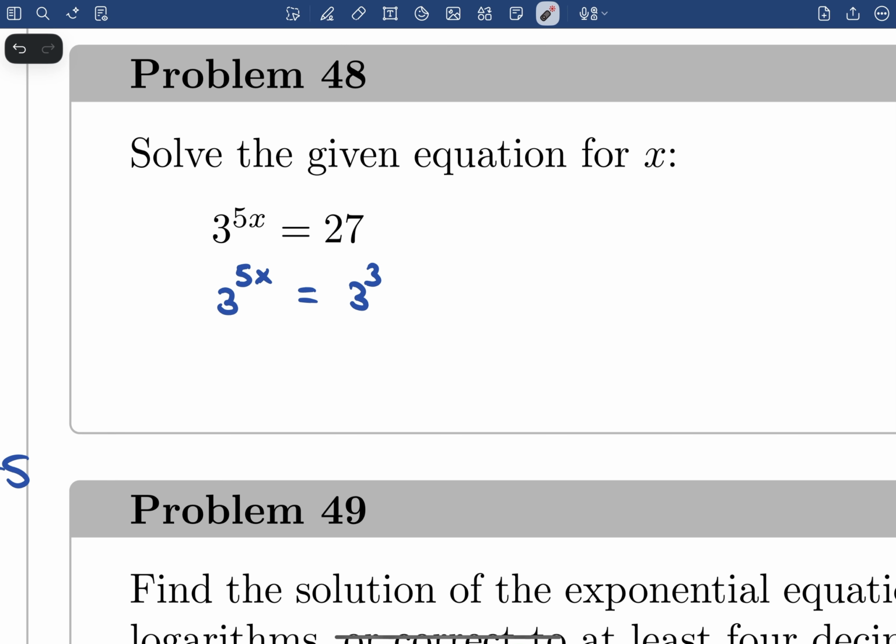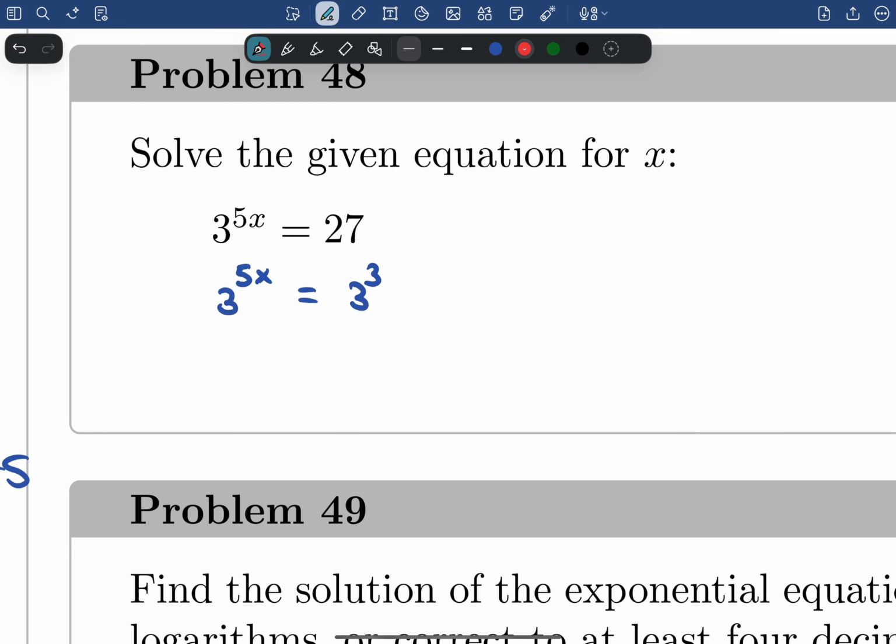Now that we made the bases the same, we can disappear the bases. We can literally make them disappear and set the exponents equal to each other. Now, we simply solve this linear equation that we resulted. And so x equals 3/5. This is the answer.